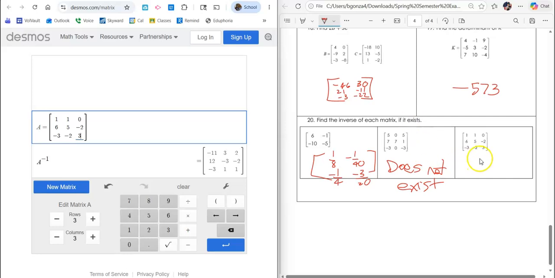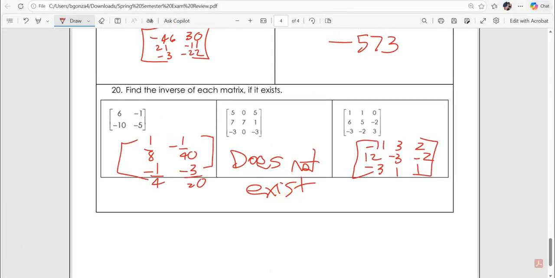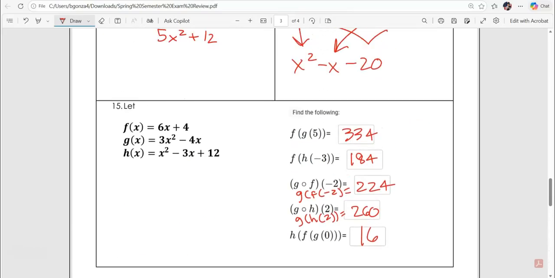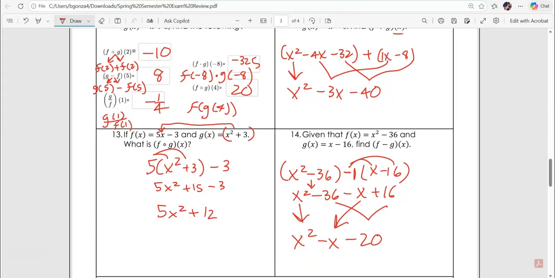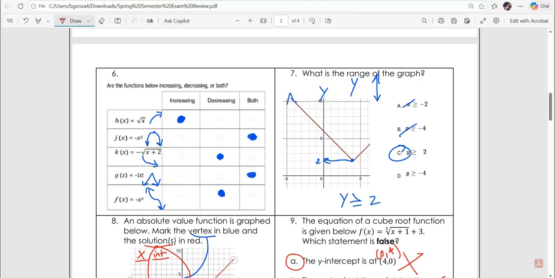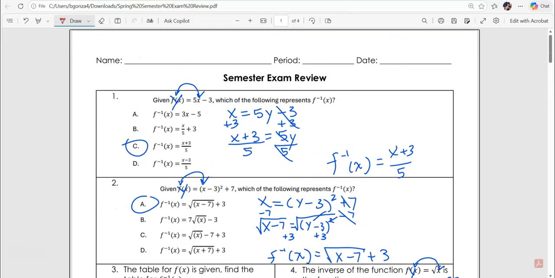All right, this one we do have an inverse. -11, 3, 2, 12, -3, -2, -3, 1, 1. And that's your review for your final. Use your matrix calculator, use your systems calculator, use everything you can utilize. Don't forget about inverses. Do your best. You should be able to get a good grade on this using what you know.